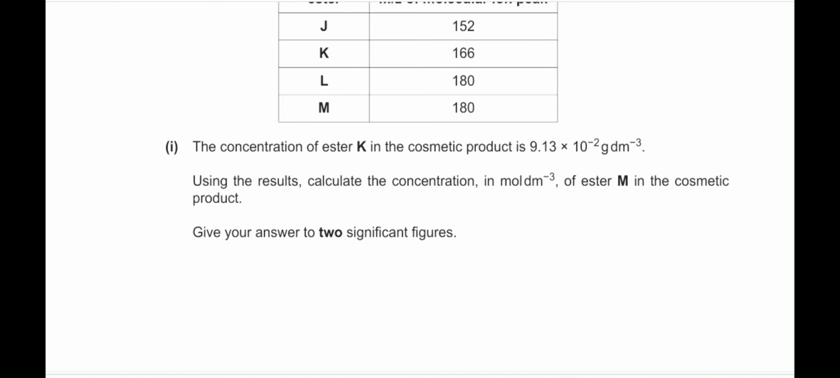The concentration of ester K in the cosmetic product is 9.13 times 10 to the power of minus 2 grams per dm cubed. Using the results, calculate the concentration in moles per dm cubed of ester M in the cosmetic product. Give your answer to two significant figures. So the final ask in this question is calculate the concentration in moles per dm cubed of ester M. And what have we been given? The concentration of ester K in grams per dm cubed.